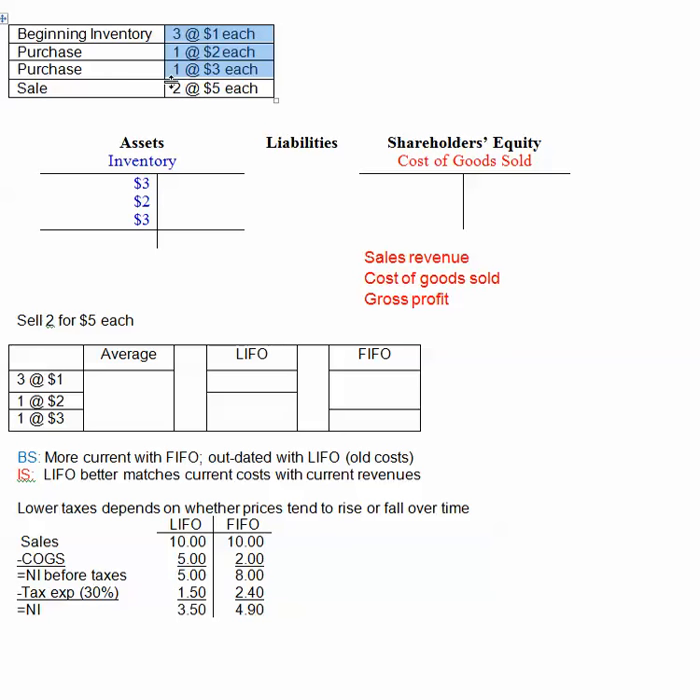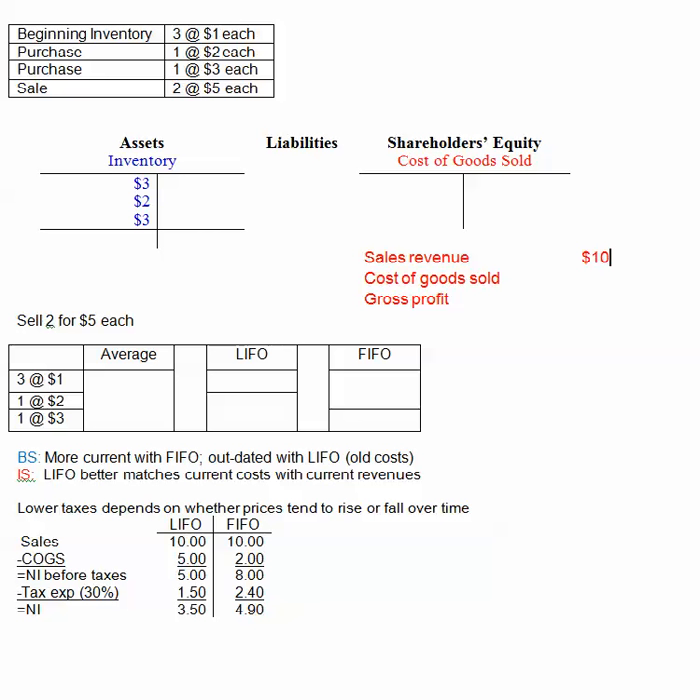Now let's assume you sell 2 at $5. So a customer comes along. Well, our sales are going to be $10, right? But what's our cost of goods sold? Well, that will depend on what method you use.